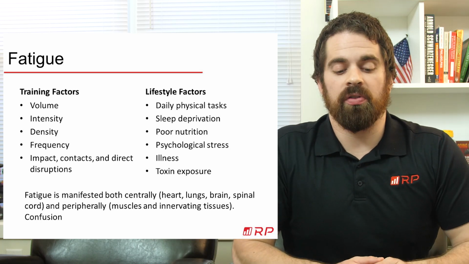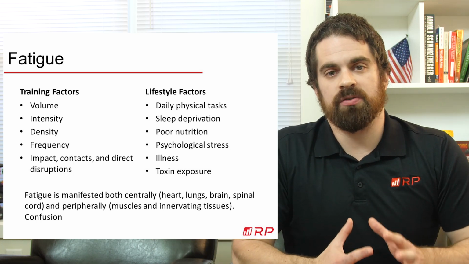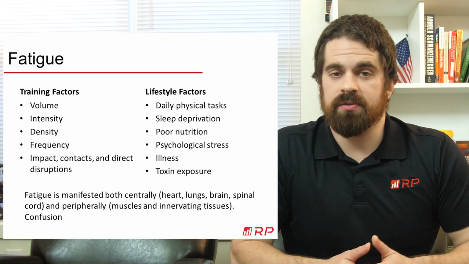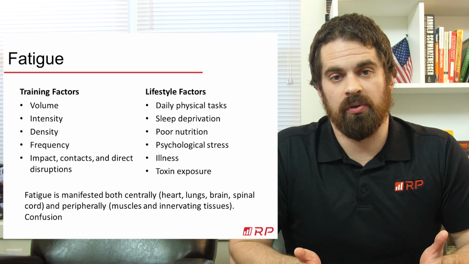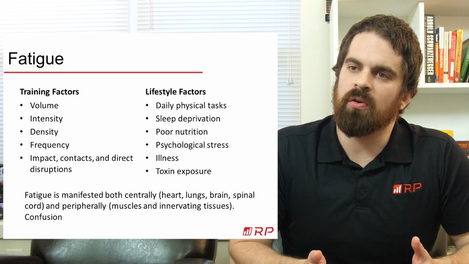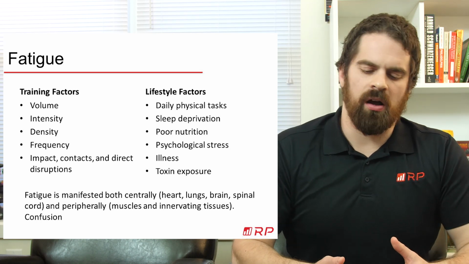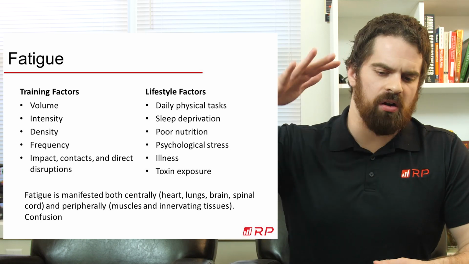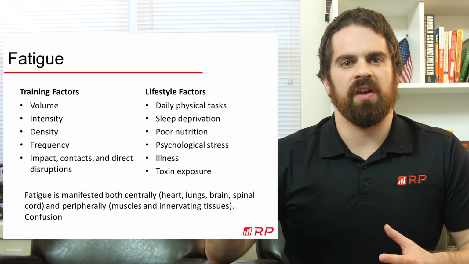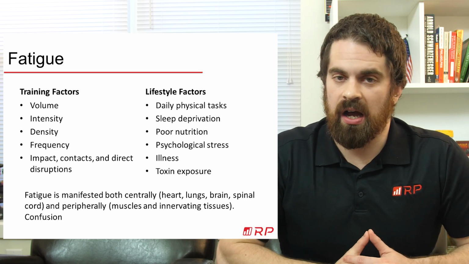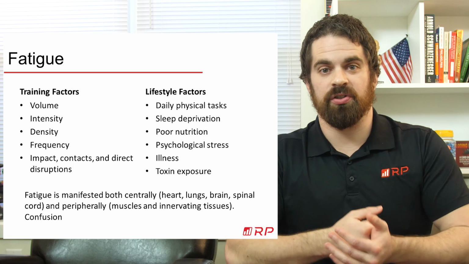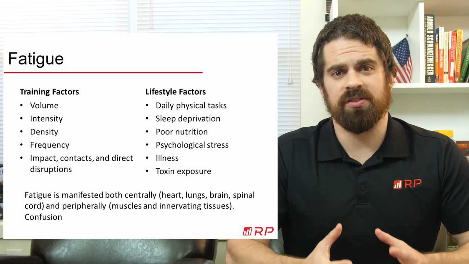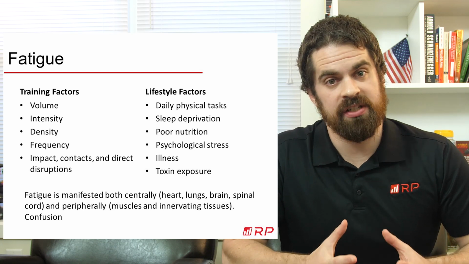We can also look at other things like impacts, contacts, and direct disruptions. Some types of training are inherently more fatiguing than others. Plyometric exercise is a good example that comes to mind. Although it doesn't seem that crazy while you're doing it, the amount of effort from the nervous system required to sustain that really gnarly rebound, that amortization phase from the muscle, is very high. It also comes with impacts. Usually you have to hit the ground and rebound out of it very abruptly, and that can cause a lot of both peripheral and central fatigue factors.